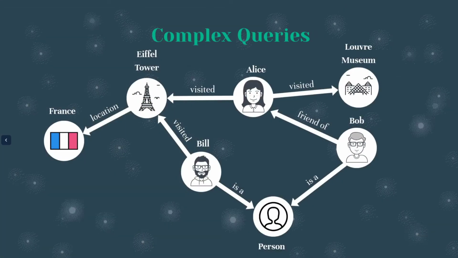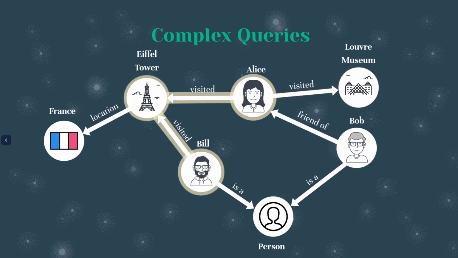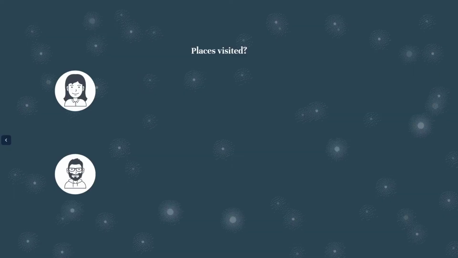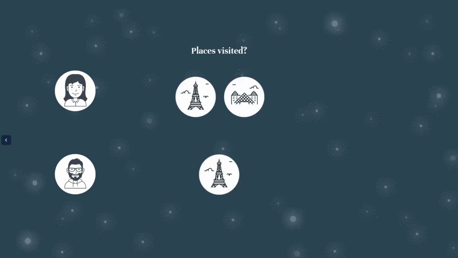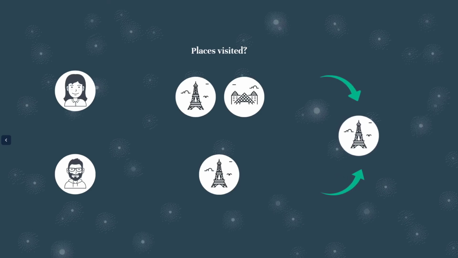As opposed to a simple query like, what places has Alice visited, that would require looking at a path of length 1, complex queries require considering larger neighborhoods in the graph. An example would be, what is a place that both Alice and Bill have visited? In our first line of work, we propose to break down complex queries into simpler ones. Here, we break down the query into two that ask for places that Alice and Bill have visited. We answer them separately using our embeddings, and then we merge the result.